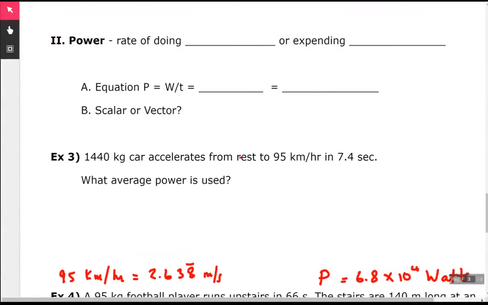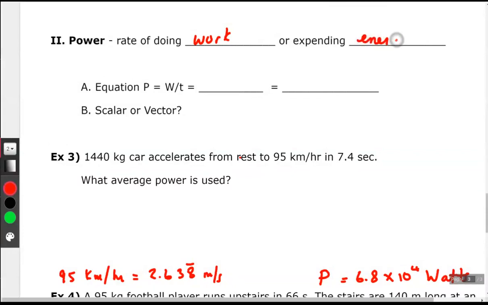Power is the rate of doing work or expending energy, which means a powerful elevator will get you to the top floor quicker, and a powerful heater will heat your room quicker. Heat will pour out of a powerful heater quicker than it'll pour out of a cheap heater.